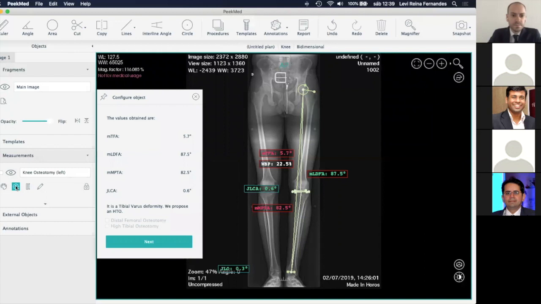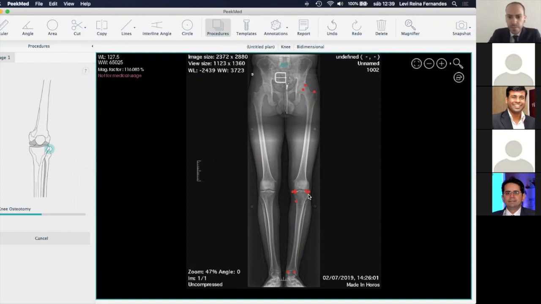We have summarized the values of our deformity, almost 6 degrees. The femur is normal, the tibia is varus, and the joint line is okay. So the program tells you it's a tibial varus deformity, so we propose an HTO. So that's what we are going to do. We just mark the HTO here.